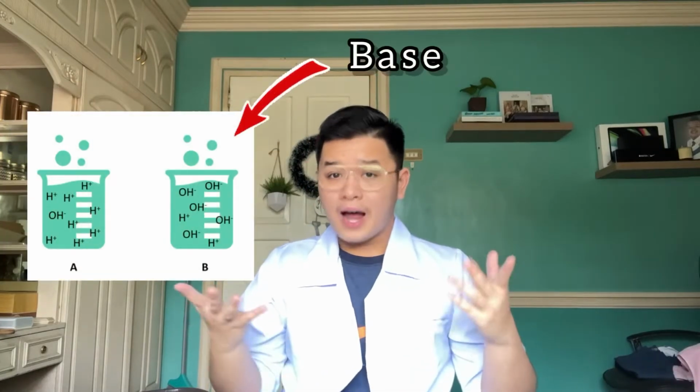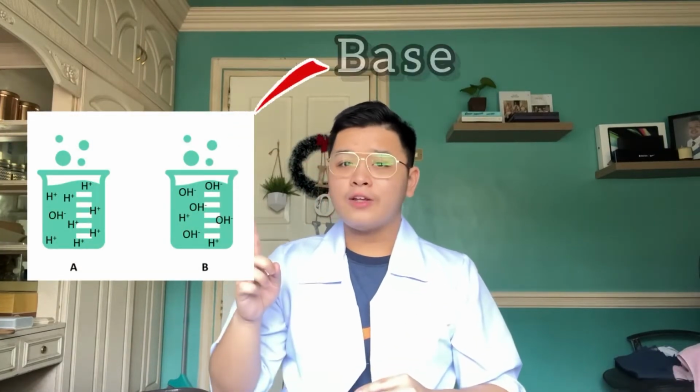A base, or alkaline, on the other hand, is any molecule or substance that has a pH value of greater than 7 and even reaches 14 when they are very strong. They are known as proton acceptors from another compound known as an acid. The strength of a base depends on the concentration of the hydroxide ions.